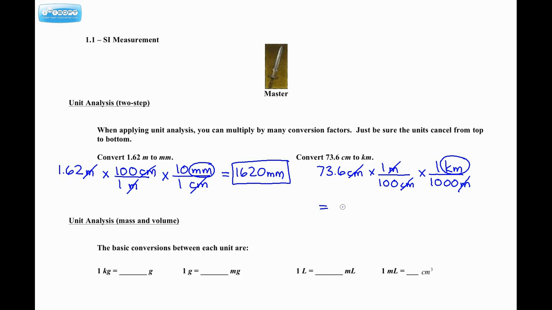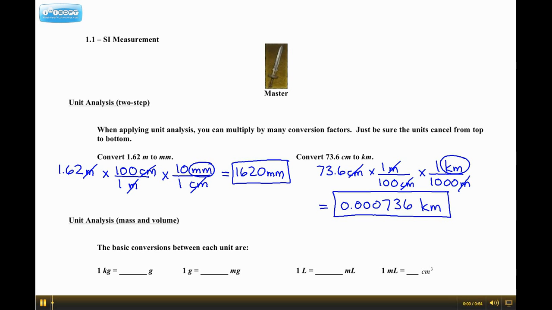let's work this out, just got to count the right number of zeros. That would give me 0.000736, and this is kilometers. Okay. Later on, you're actually going to learn how to take numbers like this, that have lots of zeros here, and express them in something called scientific notation. We'll get to that. But for now, there we are.